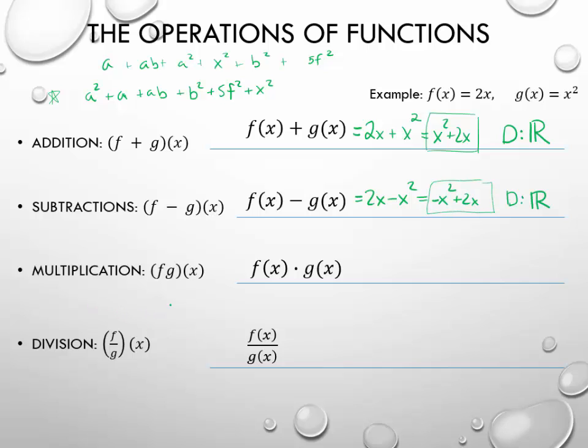Next one, multiplication. We're going to take these two and multiply them. There is a little bit of simplification that we have to do. 2x times x squared. That looks like that's going to be 2x to the third. Tyler, what's the domain? All real numbers. Yeah.